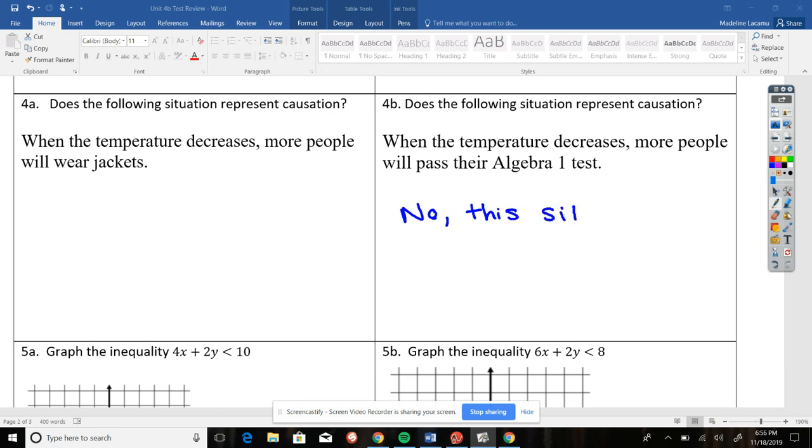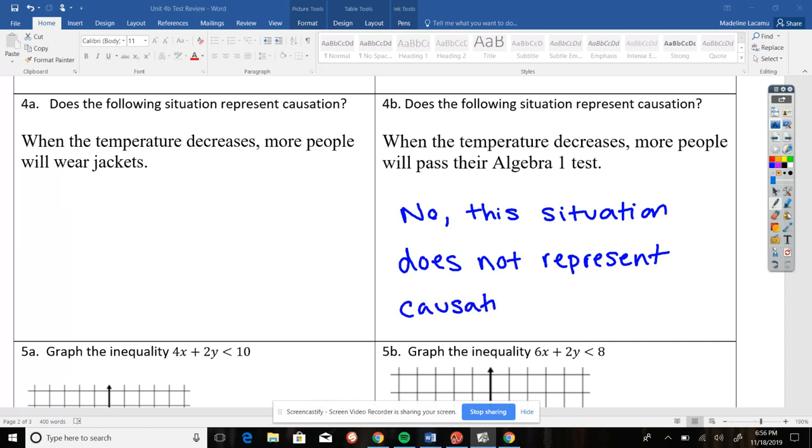This situation does not represent causation. It is association. So association is when two things do not have to be connected to each other.